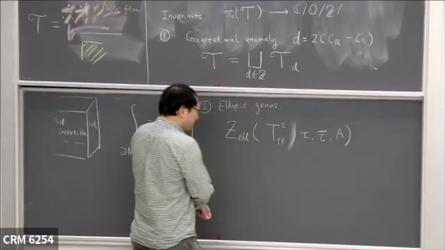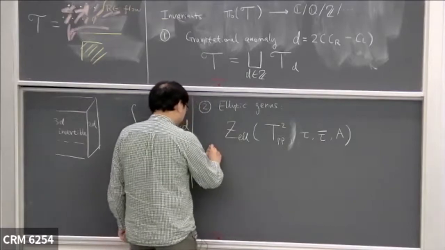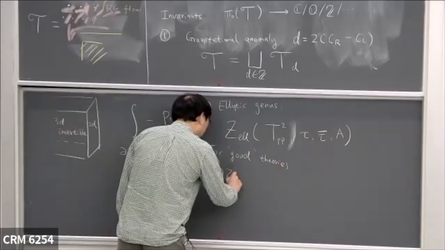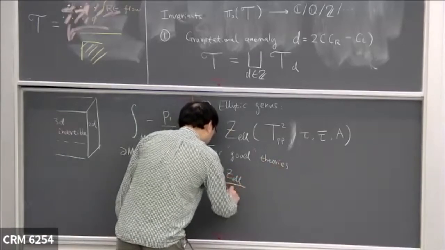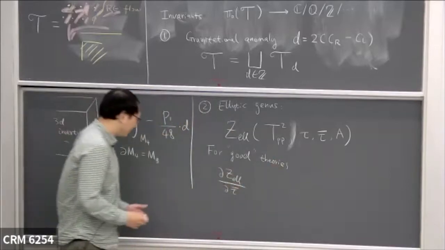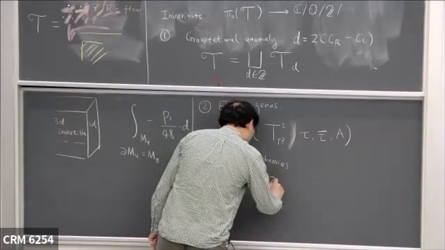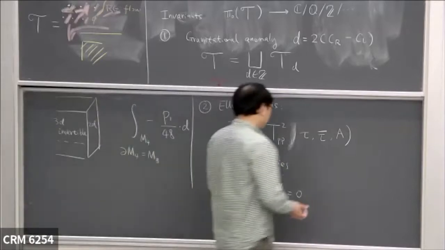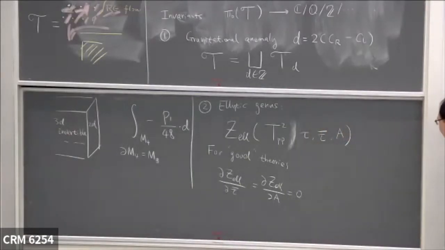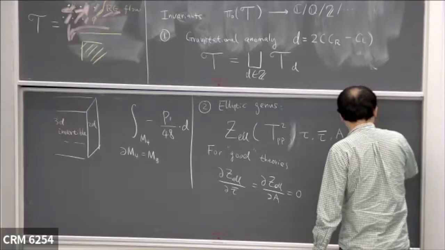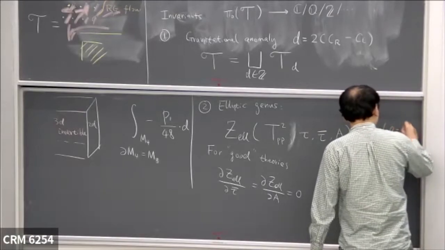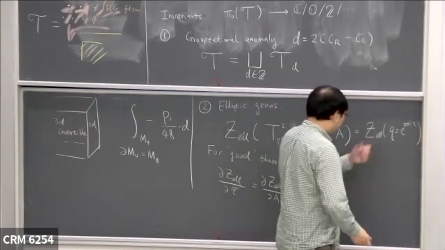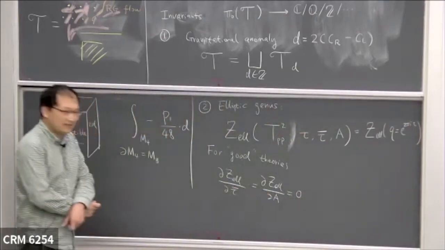But interestingly, for good enough theories, it turns out that if you look at the tau bar dependence, or if you look at the dependence on the total area, this is going to be 0. So therefore, it only depends on tau. Equivalently, we can use the q parameter, which is e^{2 pi i tau}, to characterize it. So this is one way of talking about the elliptic genus.